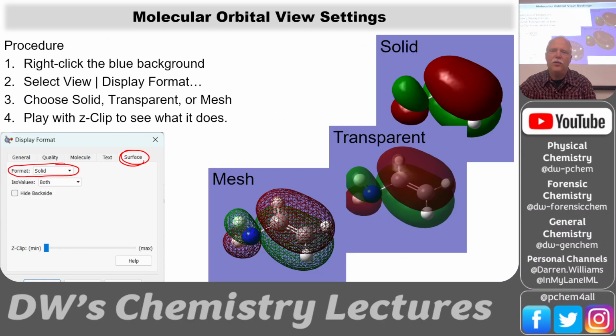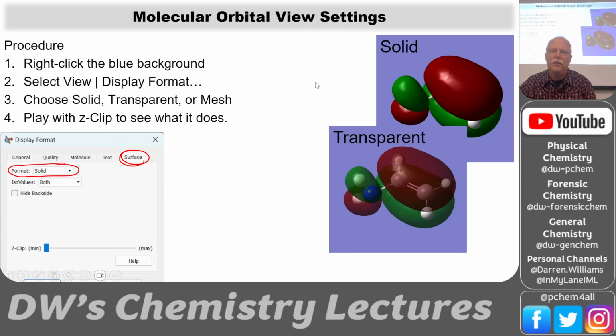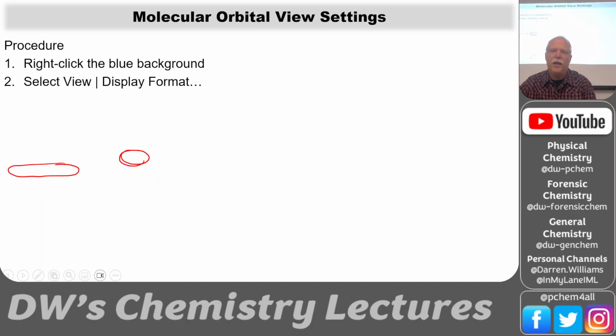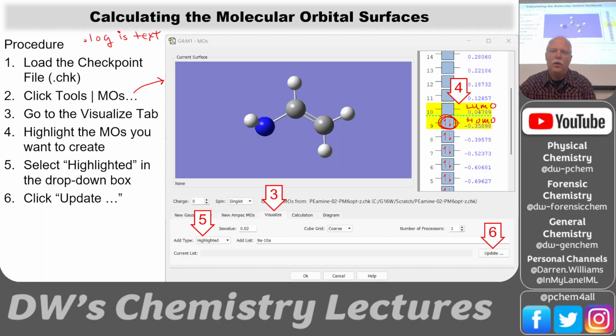Any questions on the molecular orbitals before we shift gears? So we get those from this molecular orbital tool right here. And so you have to load the checkpoint file, and then you go in and you select the orbitals that you want to pick, say generate the highlighted ones and hit update, and it'll make a list. And then you get little check boxes over here and you check the one you want to see.